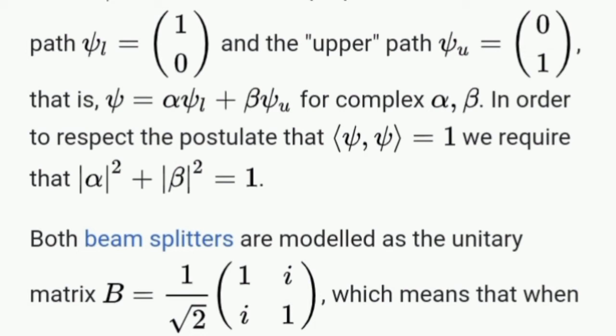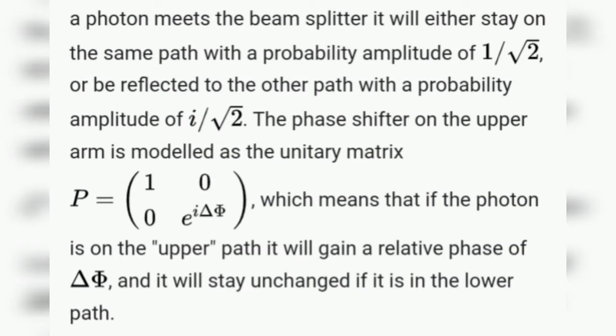Both beam splitters are modeled as the unitary matrix B = 1/√2 [[1, i], [i, 1]], which means that when a photon meets the beam splitter it will either stay on the same path with a probability amplitude of 1/√2, or be reflected to the other path with a probability amplitude of i/√2. The phase shifter on the upper arm is modeled as the unitary matrix P = [[1, 0], [0, exp(iΔφ)]], which means that if the photon is on the upper path it will gain a relative phase of Δφ, and it will stay unchanged if it is in the lower path.